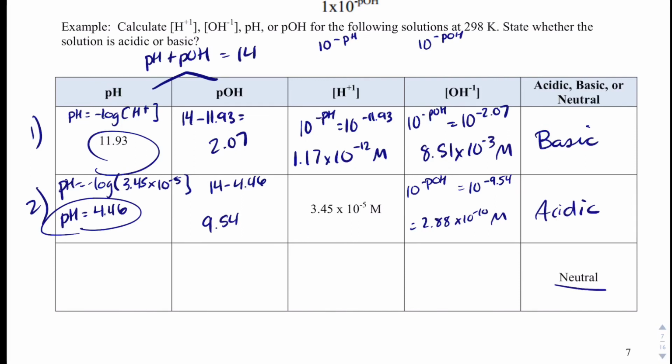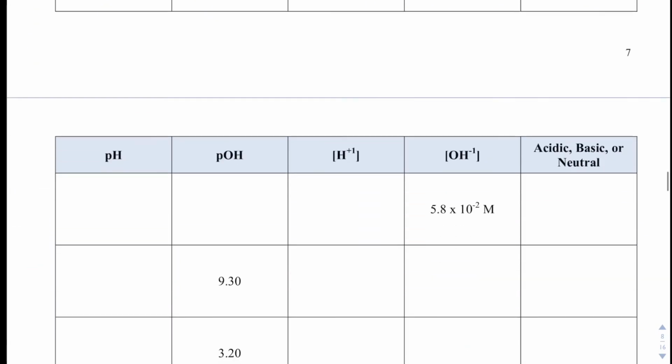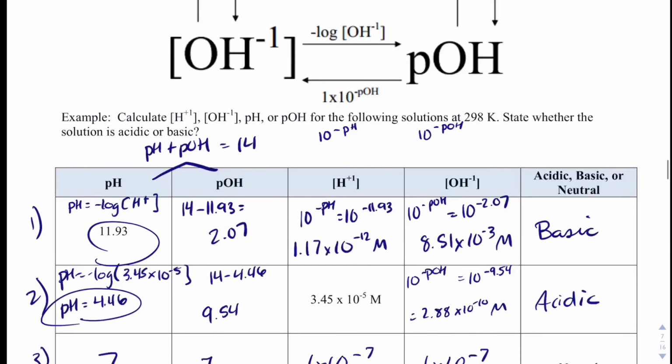If we have a neutral pH, we will be pH of 7, because pH and pOH add up to be 14, this will be 7. You might be able to do this in your head, but this will be 1 times 10 to the minus 7, and this will also be 1 times 10 to the minus 7. Okay, so go ahead and try out the rest of these and check with the key online.